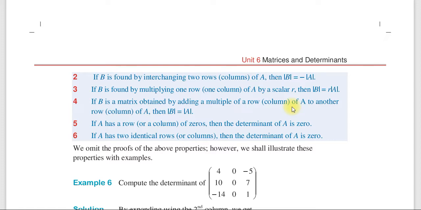Fifth: if A has a row or a column of 0, then the determinant of A is 0. That means if one column or one row is entirely 0, the determinant is 0. Next, if A has two identical rows or columns, then the determinant becomes 0. So there are two reasons the determinant becomes 0: first, at least one column or row is 0; second, if we have identical rows or columns, the determinant becomes 0.